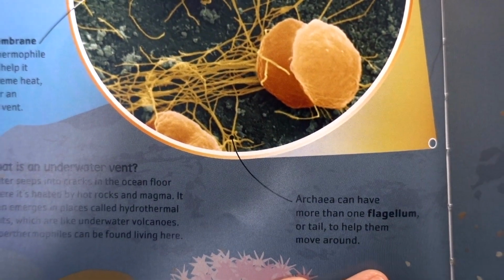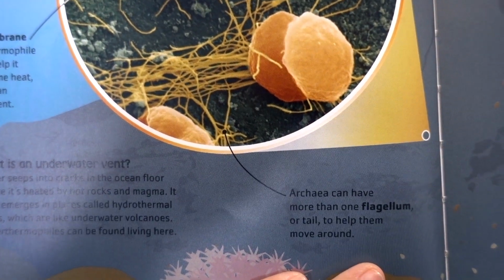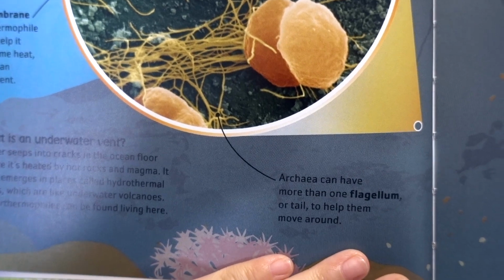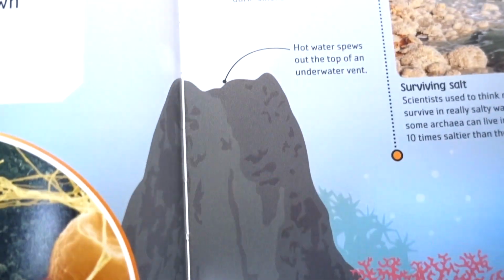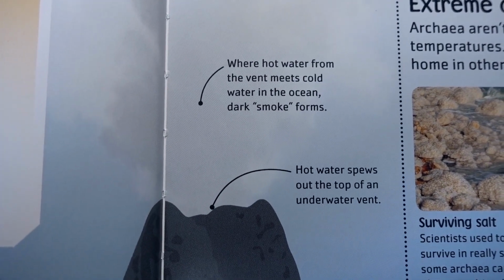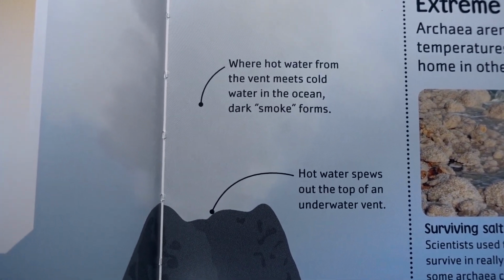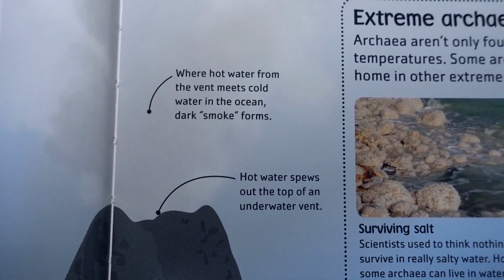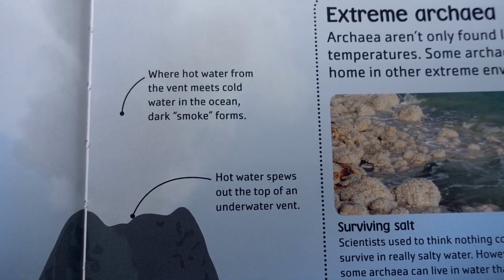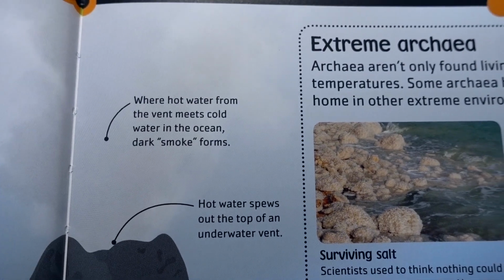Archaea can have more than one flagellum, or tail, to help them move around. Where hot water from the vent meets cold water in the ocean, dark smoke forms. Hot water spouts out the top of an underwater vent.